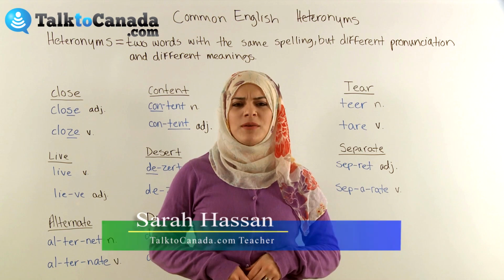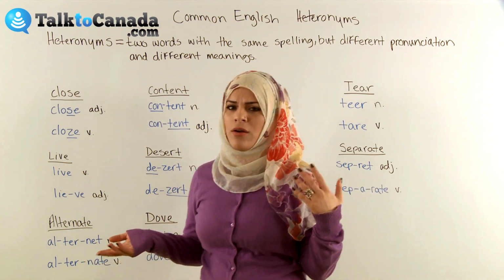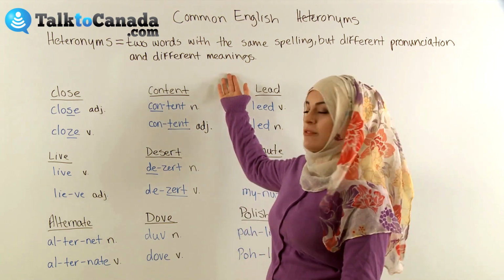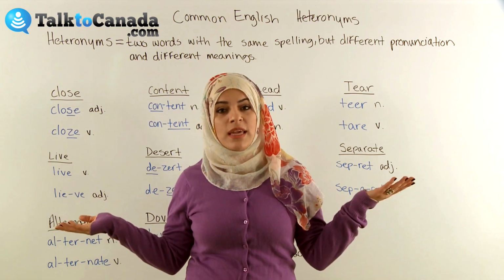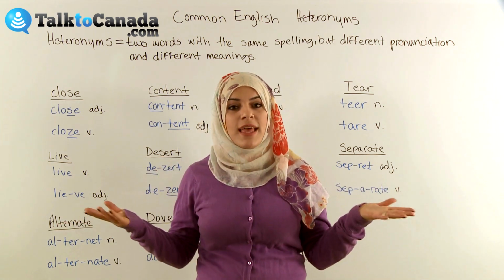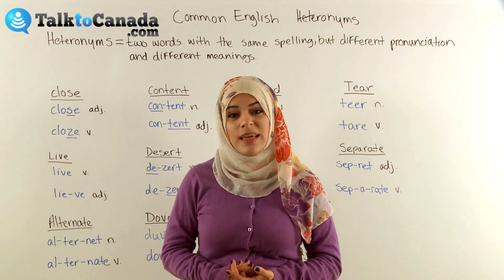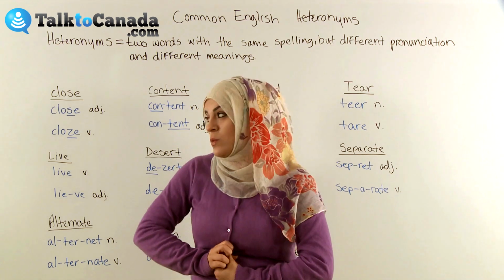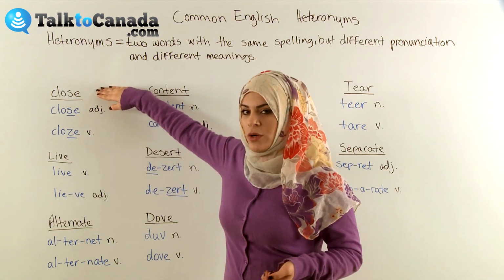Today we're going to talk about some common English heteronyms. Heteronyms are words with the same spelling but different pronunciation and different meanings. And today we'll be talking about a list of heteronyms that I find are very confusing, especially for ESL or EFL students. So we'll start off with the word close or close.